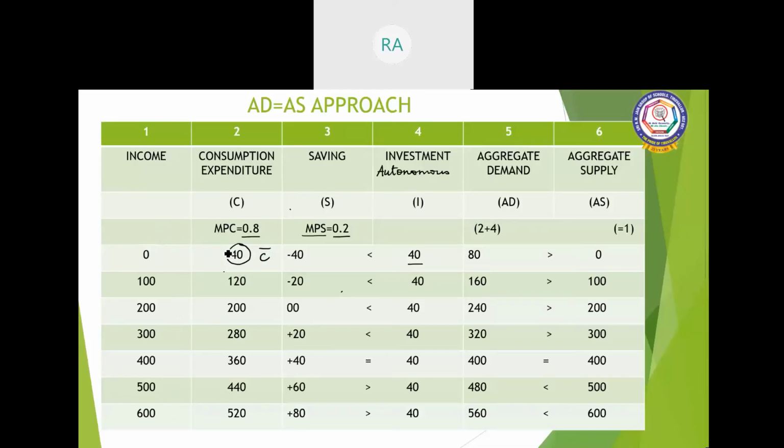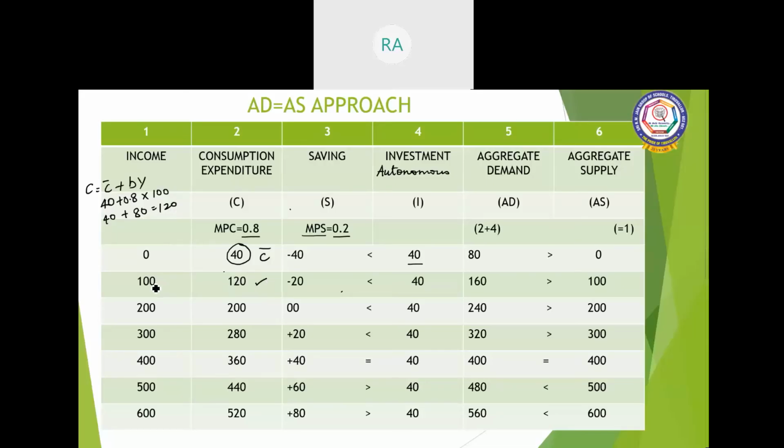When the income is zero, the consumption expenditure is 40 crores. When the income has increased to 100, the consumption expenditure has also increased from 40 to 120. We can calculate this with the consumption expenditure formula, C is equal to C dash plus BY. C dash is autonomous consumption expenditure, 40, plus B is 0.8, that is MPC, into income is 100. At this point the income is 100. So 40 plus 0.8 into 100 is 80. So 80 plus 40 is 120. So now we have got the consumption expenditure 120.